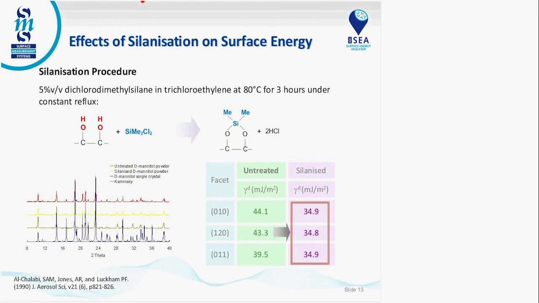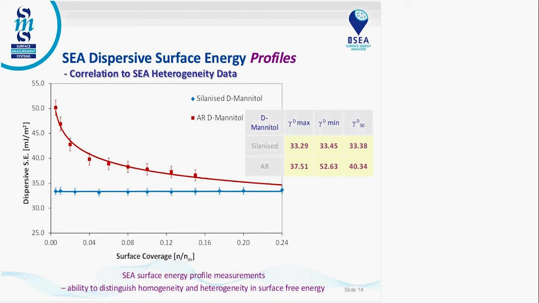So this is on large macroscopic crystals. We repeated the experiment on actual powders. These were mannitol powders, and as I'll walk you through the graph, we have dispersive surface energy on the y-axis and surface coverage on the x-axis. This is a fraction of the surface. N is the number of moles divided by the number of moles to cover a monolayer surface. So in theory, this could go from 0, which is infinite dilution, where nothing is covered, out to 1, where we can cover the complete surface.